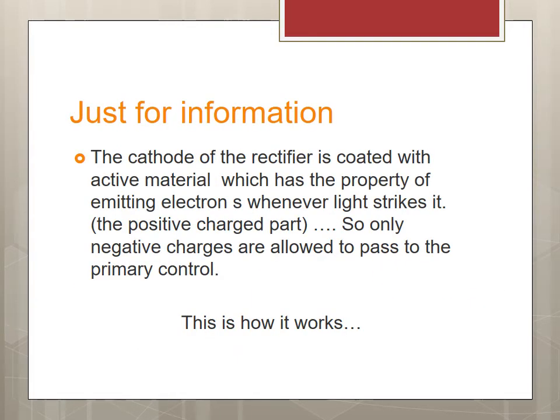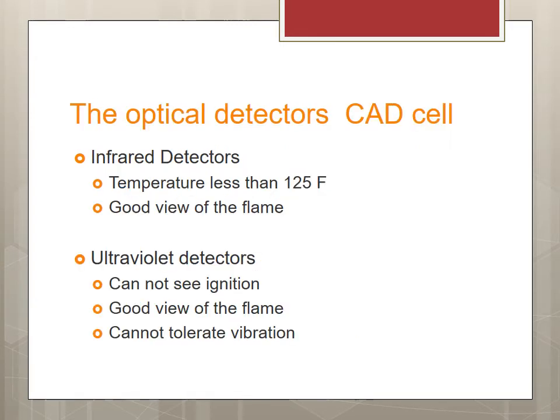If you really want to read more into it, what is actually happening is the cathode of the rectifier is coated with active material, which has the property of emitting electrons whenever light strikes it, because we have positively charged parts. So only the negative charges are allowed to pass to the primary control, just like I showed before. You don't have to know that, but this is the gist of what's happening in the rectification system. So that covers the flame rod.